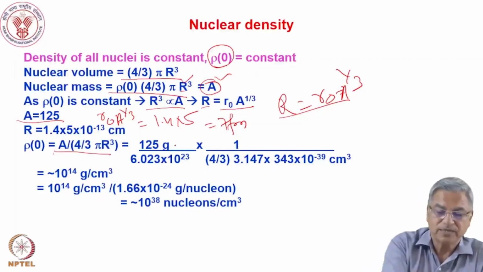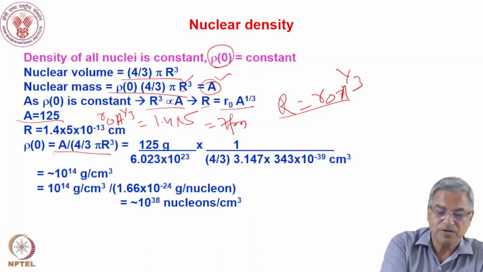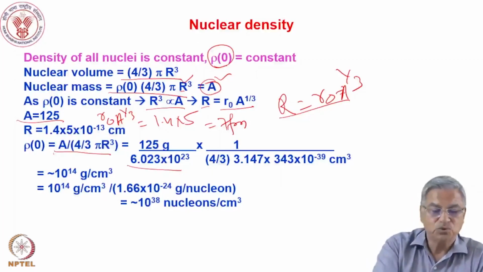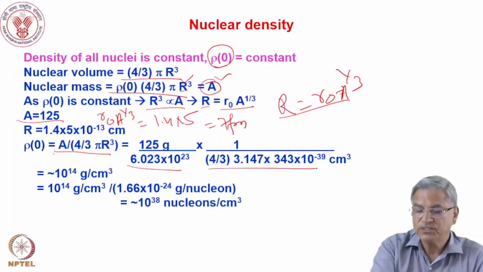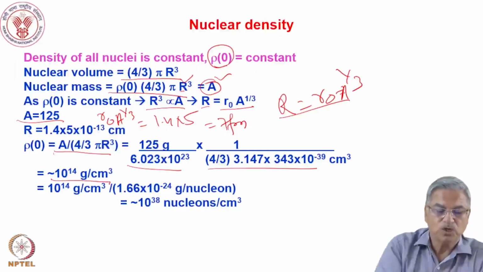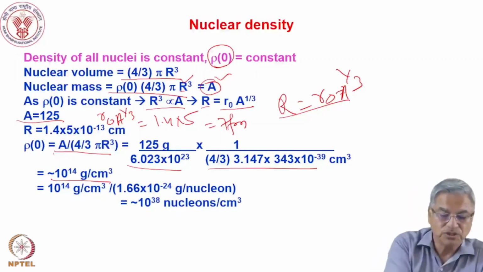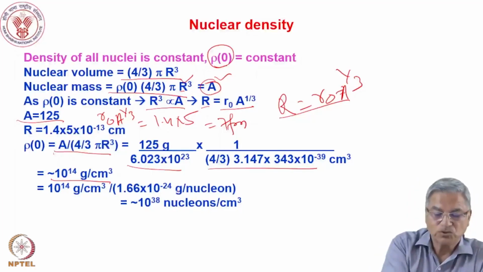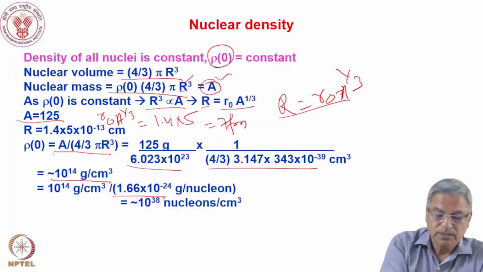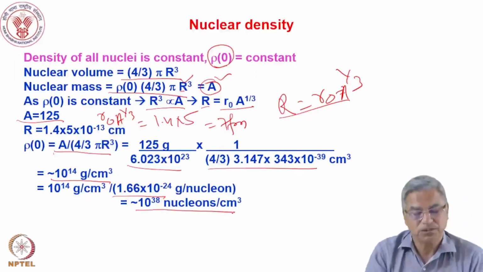So you can just take 125 mass number, 125 gram will be containing this many nuclei, and then you can convert into the volume of a nucleus. So you will get of the order of 10 to the power 14 grams per cc. And in terms of nucleons, you can substitute the mass of a nucleon, 1.66 into 10 to the power minus 24 grams. So in terms of nucleons per cc, 10 to the power 38 nucleons per cc.